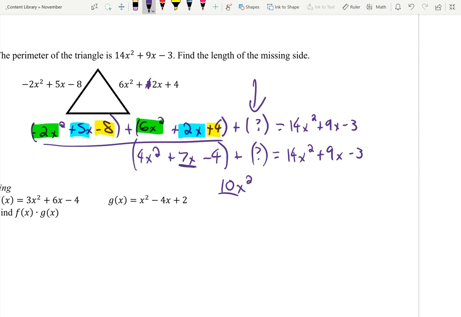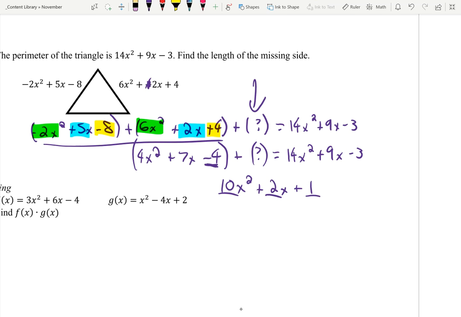You can also continue to think that same way. Here's x terms, right? You have 7x. You end up with 9x, right? You start with 7. You end up at 9. So how many x's are you adding? Well, you're adding 2 of them, right? 7 plus 2 would make that 9. And then lastly, our constants. You're at negative 4. You end up at negative 3. So how many constants are you adding? In this case, it's 1. You're adding 1. Negative 4 plus 1 makes negative 3. So final answer is 10x squared plus 2x minus 1.